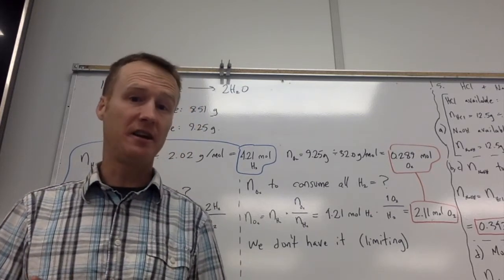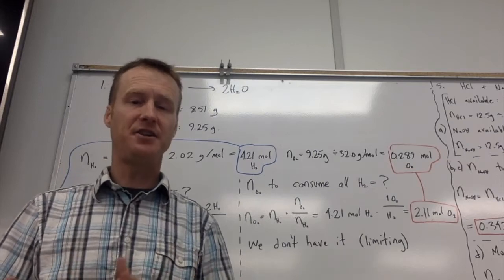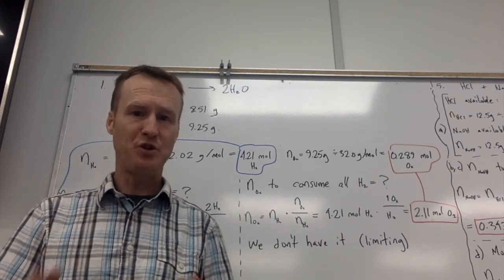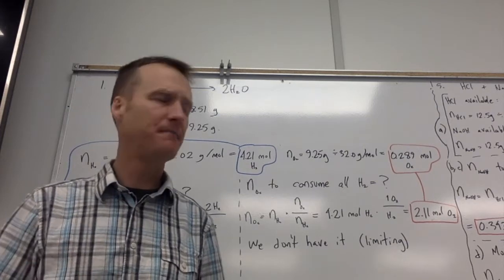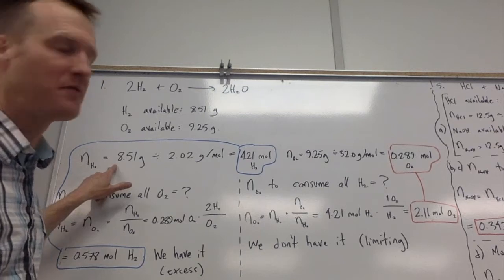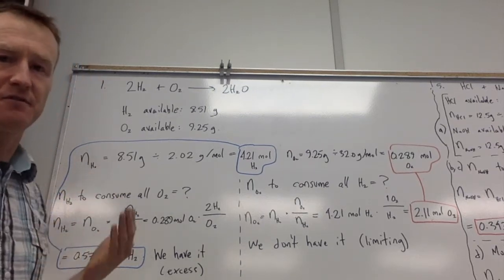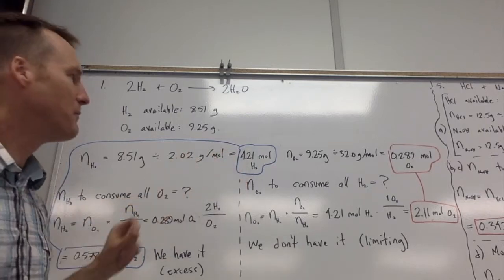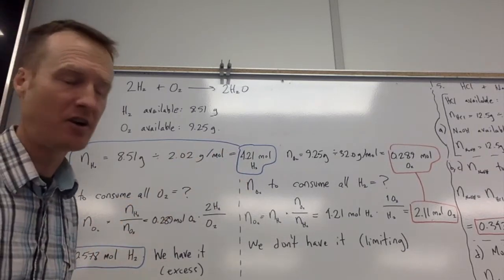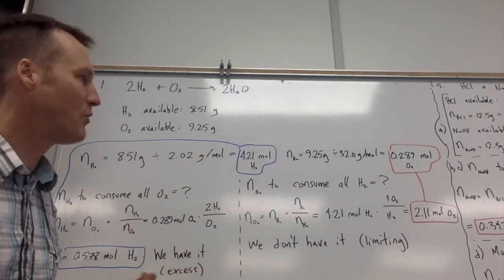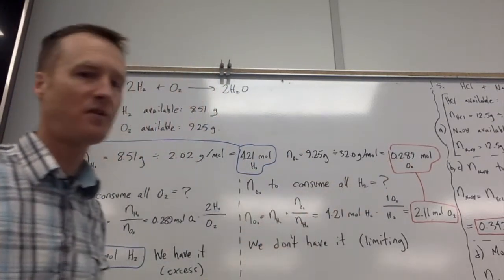For oxygen gas, the molar mass is 32.0 grams per mole. For hydrogen gas, H2, it is 2.02 grams per mole. We need that. How much hydrogen do we have? 8.51 grams divided by 2.02 grams per mole is 4.21 moles of H2. How much oxygen? 9.25 grams divided by 32.0 grams per mole means we have 2.89 moles of oxygen.